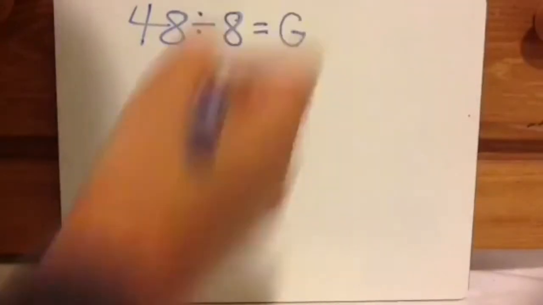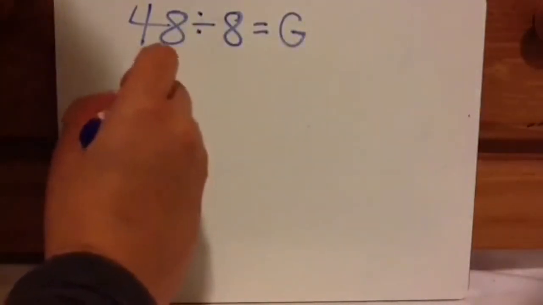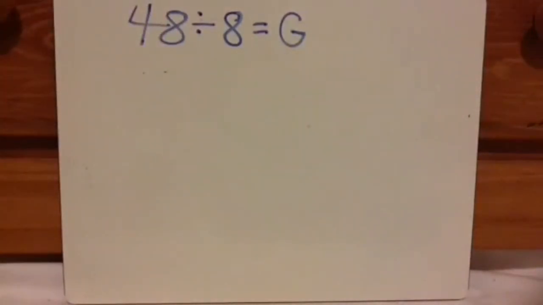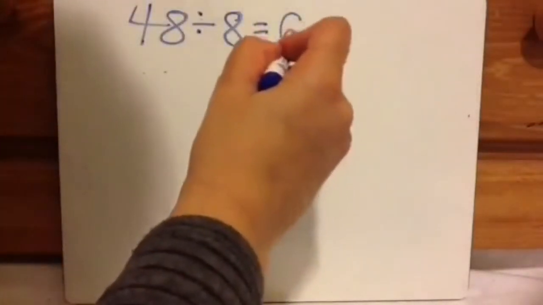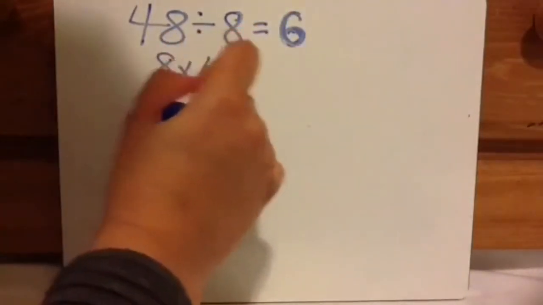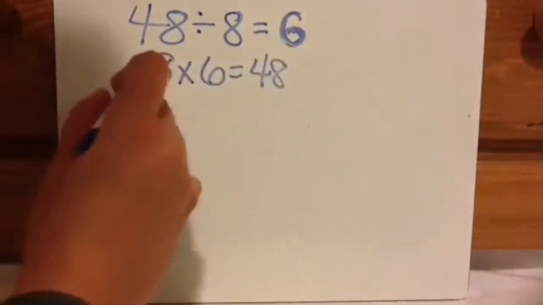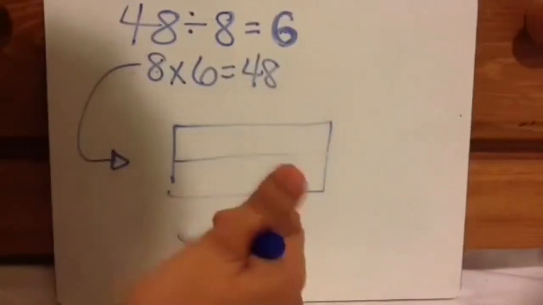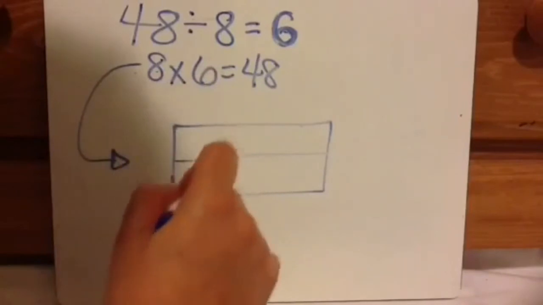Let's say so-and-so had 48 pencils. She split it up among 8 groups. How many are in each group? Okay, so division looks a lot like subtraction, but it's also the fact family of multiplication. So I'm going to just go ahead and solve. I know the answer is 6. So my fact family would be 8 times 6 equals 48. I'm going to use that to help me start my representation. So 8 groups of 6.